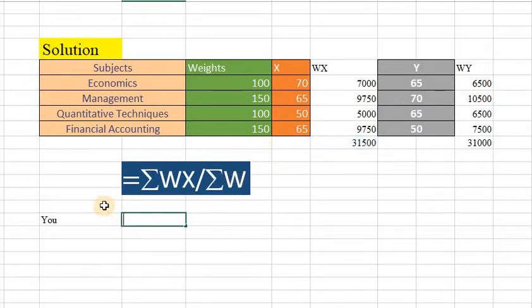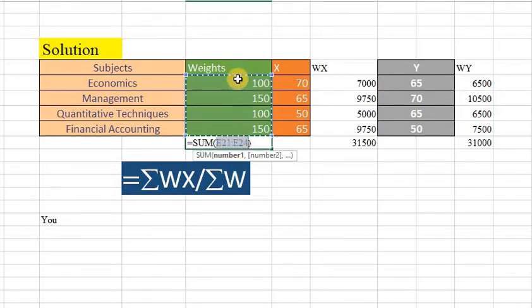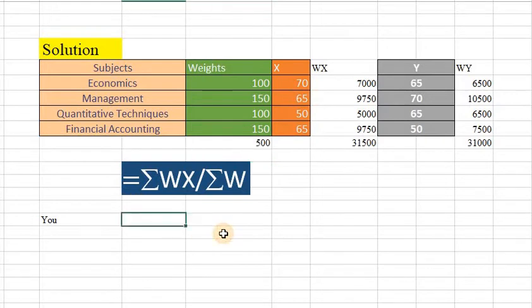So this one we need to calculate: summation W, that is total weights. We need to consider the total of the weight column, from economics to financial accounting. So total weights is 500. Now I'll substitute the values into the formula: summation WX 31,500 divided by summation W 500. So your weighted arithmetic average is 63.